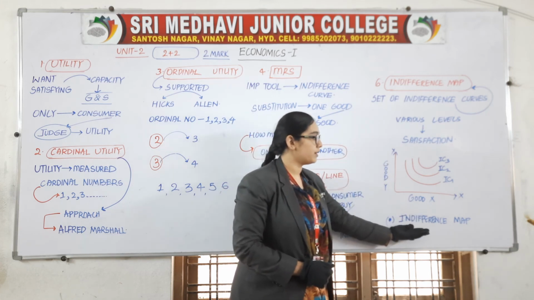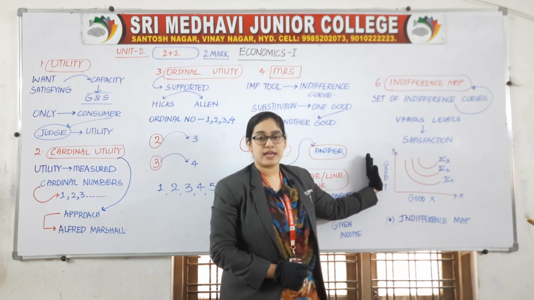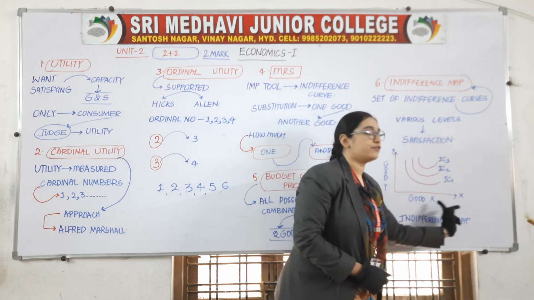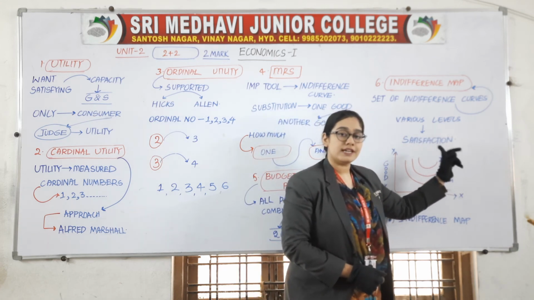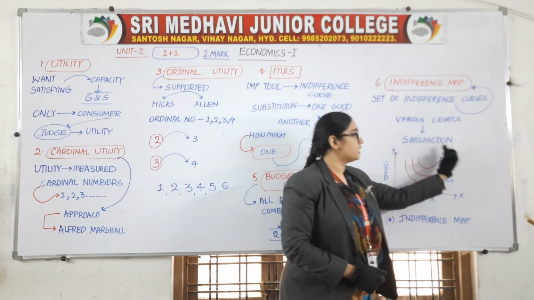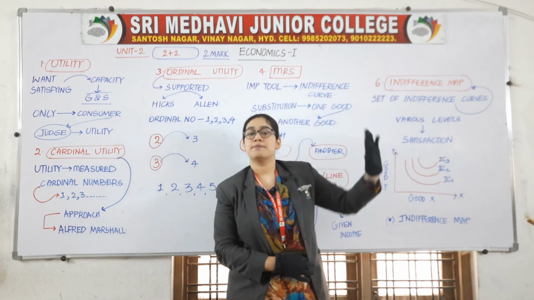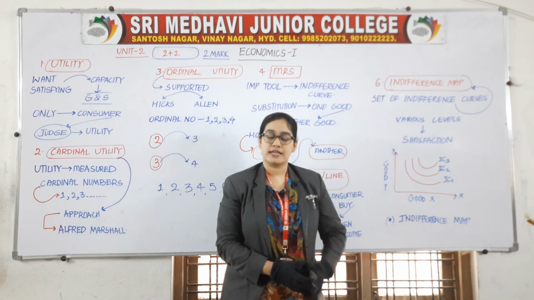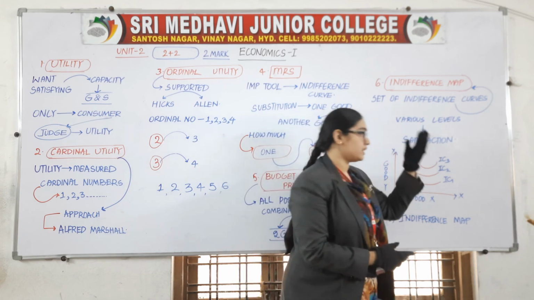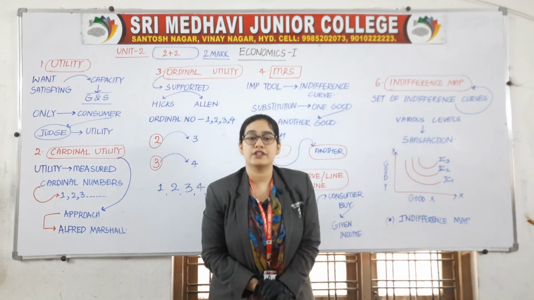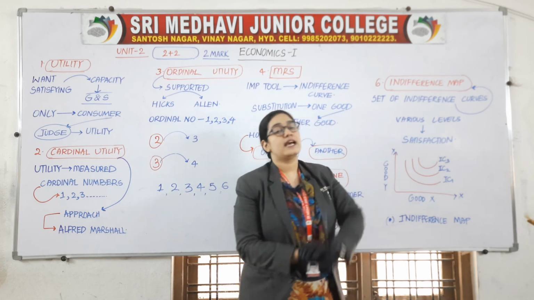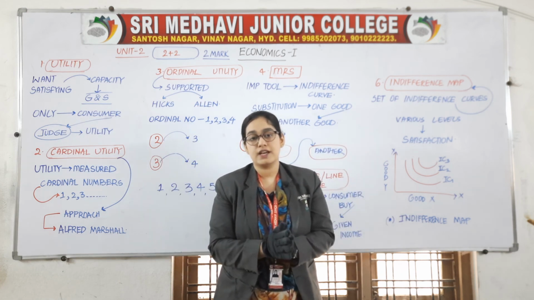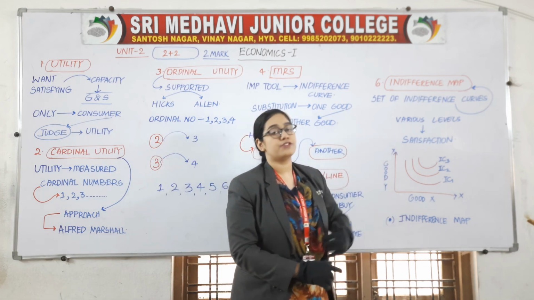Just see the figure over here. This is the x-axis and this is the y-axis. IC1, IC2, IC3. So, this is a set of indifference curves. IC means indifference curve. So, the set of indifference curves is known as indifference map. Is that clear? Then it shows various levels of satisfaction, like IC3 is having the highest satisfaction. IC1 is having the lowest satisfaction. So, a set of indifference curves is known as indifference map.